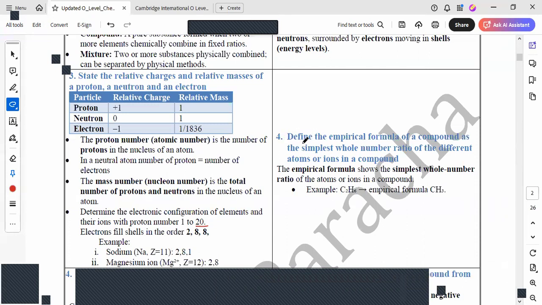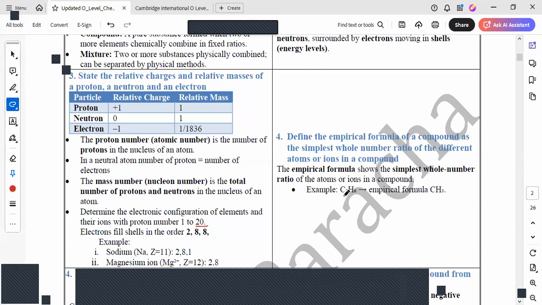Then the next topic is to define the empirical formula of a compound as the simplest whole number ratio of different atoms or ions in a compound. Sometimes empirical formula is mentioned as part of stoichiometry, but actually it is part of atoms, elements, and compounds. For covalent compounds, we have such compounds which have two formulas. One is empirical, which has the simplest ratio of elements combined in the chemical, and then we have the molecular formula.